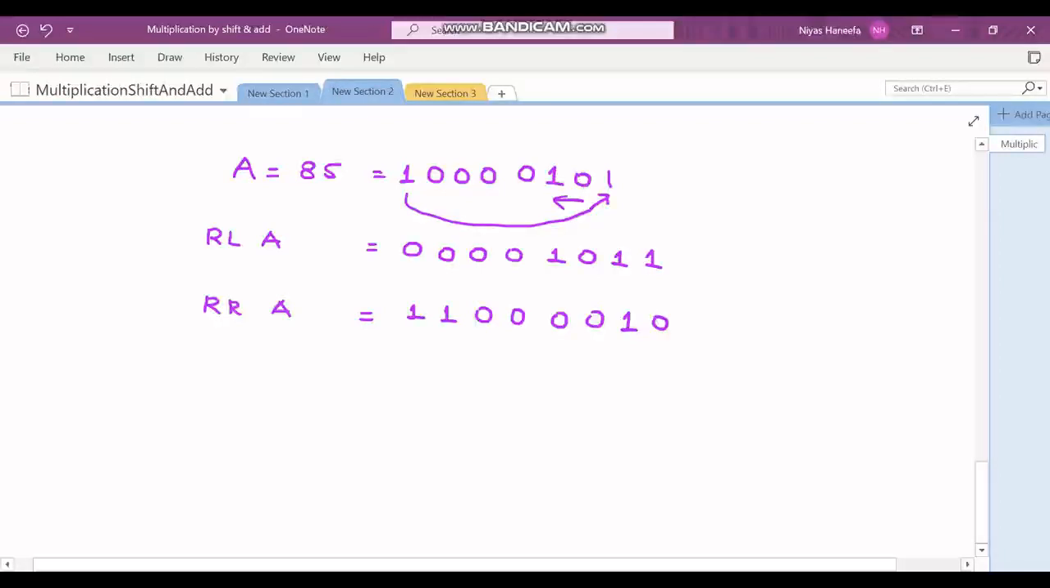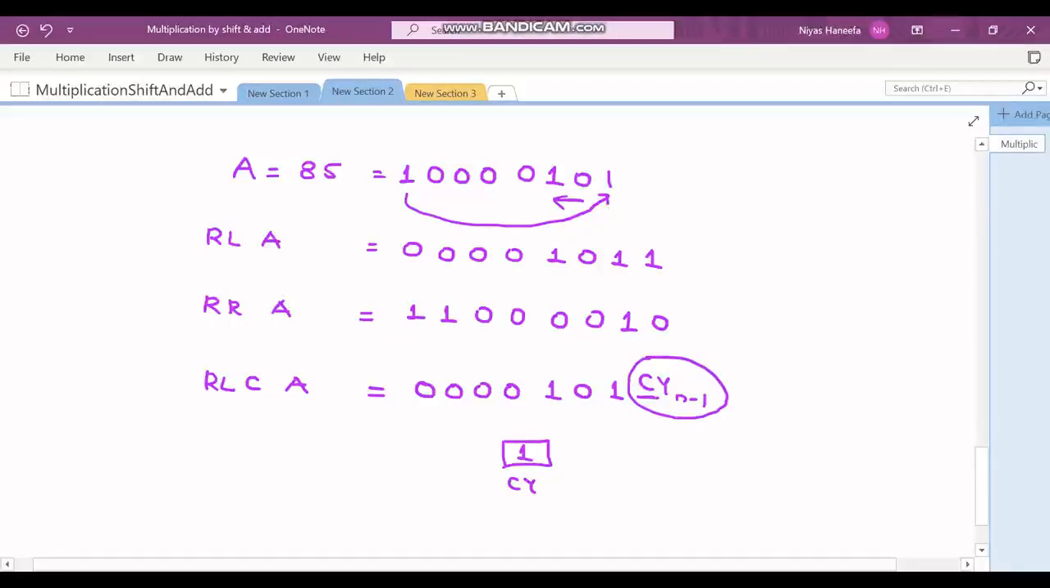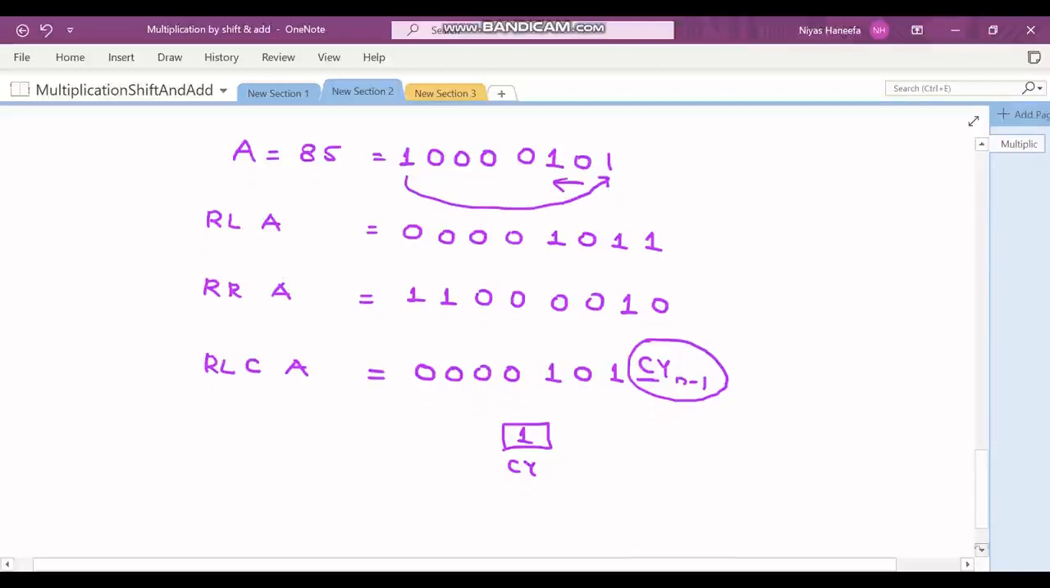Now you have two other variations, which are RLC A. RLC A means the leftmost bit will come to the carry, and the rest of the bits are going to be rotated by one bit to the left, so 00000101. This position I am not writing yet. The leftmost bit, which is 1, will go to the carry, and the previous carry will come here. If that carry equals 0, that 0 will come here. If it equals 1, that carry of 1 will come there.